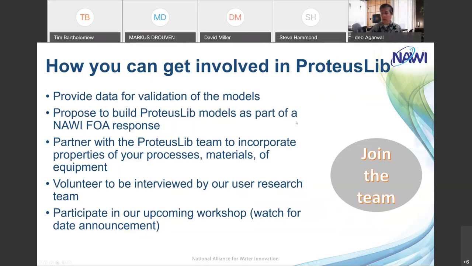If you think you're an end user of ProteusLib, we'd love to have you volunteer to have our user researchers talk to your team about how you'd like to be able to use it, so we can make sure that the design best fits the way you'd like to use it. We can also help you to participate in stakeholder engagement and things like that we do. Also, we're planning an upcoming workshop, so watch for the date announcement. And next slide.